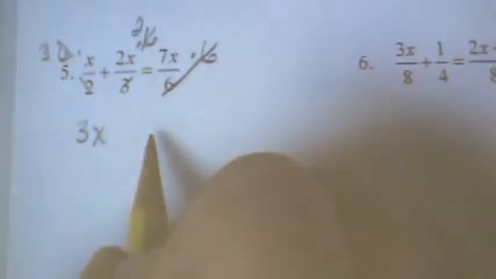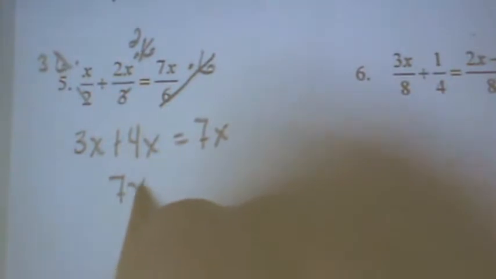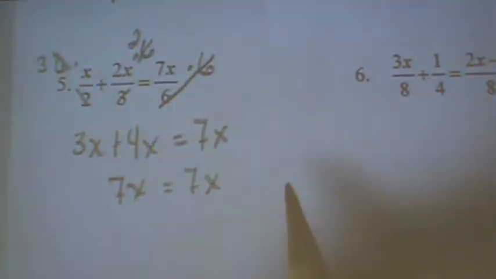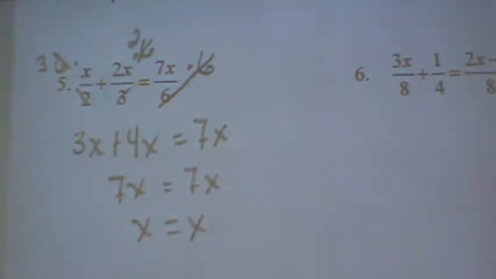So here we're left with 3 times x plus 2x times 2, so that's 4x, and that equals 7x. So here we get, adding like terms, you get 7x equals 7x. Dividing by 7, you get x equals x.